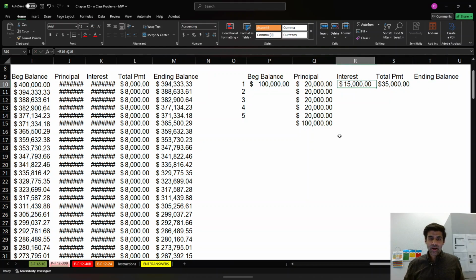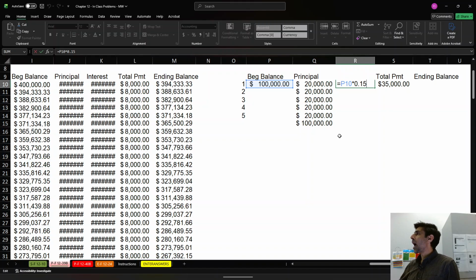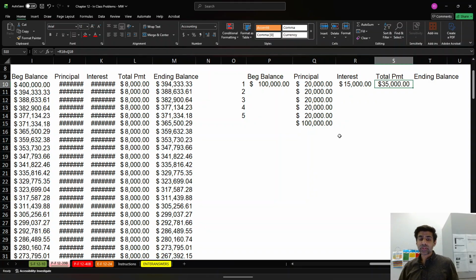Okay, so the beginning balance is 100,000. We have 5 equal payments of 20,000 to sum to 100,000. The interest is based on how much outstanding principal there is. In this case, since we've not made a payment yet, it's going to be based on the full 100,000. And the total amount of payments we're making to the bank is principal plus interest, so a total of 35,000.